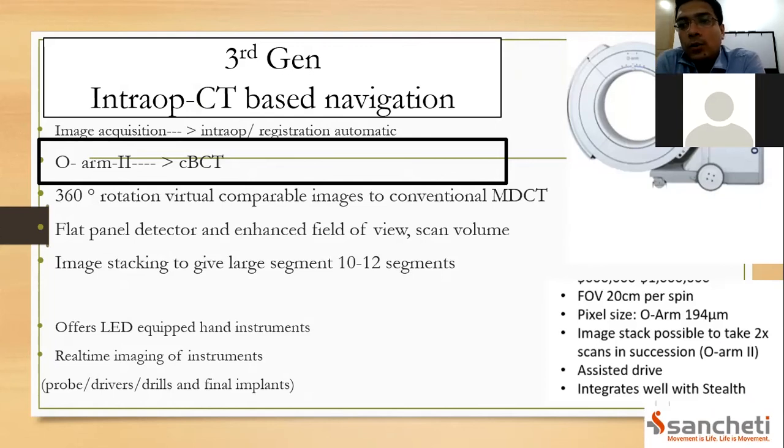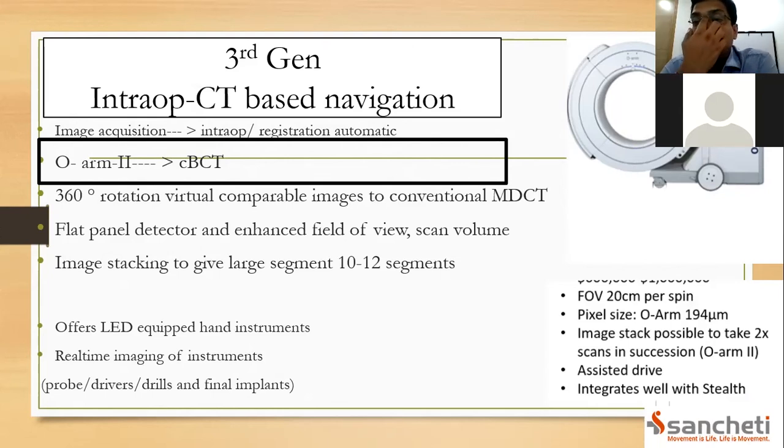So the image quality you get is more akin to conventional multi-detector CT slices. The quality of the image is really good. It looks like a good quality CT scan. The field of view is larger, so apart from just having 4 or 5 levels, you can sometimes instrument up to 6 to 10 levels based on the volume of scans. There is something called stacking, which is available in the O-arm, where you can stack two 6-segment scans and then be able to see up to even 12 segments of the spine in one go.